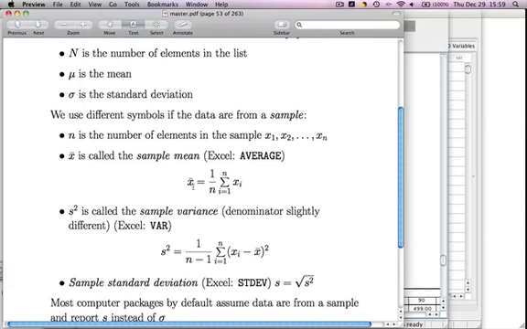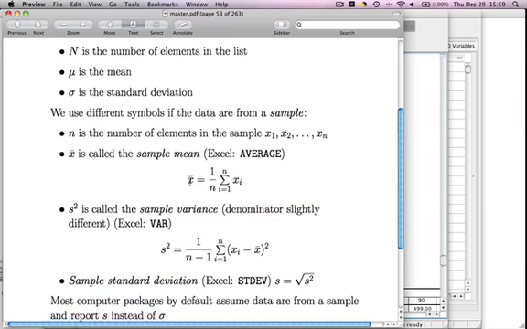Now, the sample mean, X bar, is computed in exactly the same way as the population mean, which is mu. We just add up the values and divide by n, the number of values that we've added up. So there's really no conceptual difference or computational difference between the sample and population means.